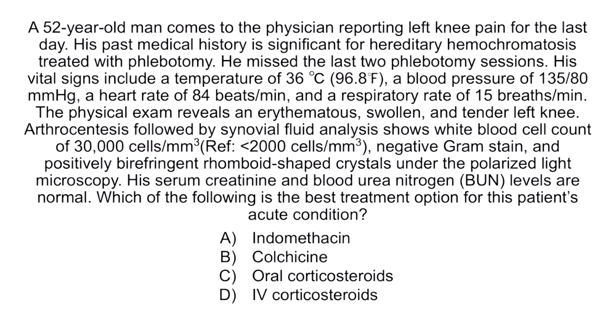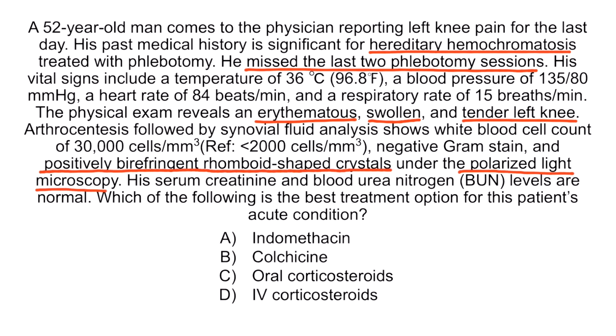This patient with a past medical history of hereditary hemochromatosis presents with an erythematous, swollen, and tender left knee. He missed the last 2 phlebotomy sessions, predisposing him to pyrophosphate accumulation. Pyrophosphate, in turn, can induce calcium pyrophosphate deposition in the joints, causing pseudogout. Pseudogout is confirmed by positively birefringent rhomboid crystals under the polarized light microscopy.